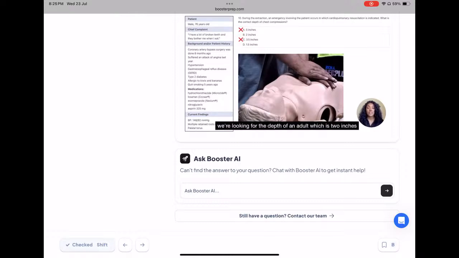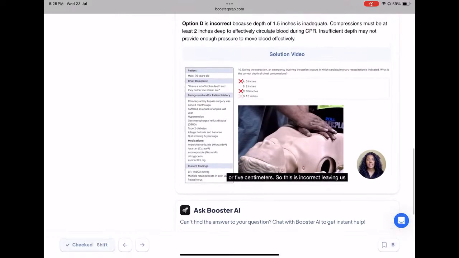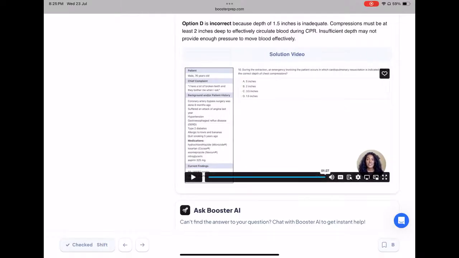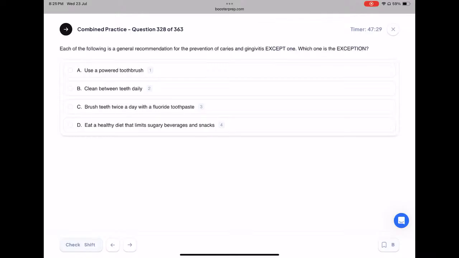But again, we're looking for the depth for an adult, which is 2 inches or 5 centimeters, so this is incorrect. Leaving us with option B, 2 inches, and that correctly aligns with the American Heart Association guideline of a compression depth of 2 inches or 5 centimeters, making option B the correct answer for this question.